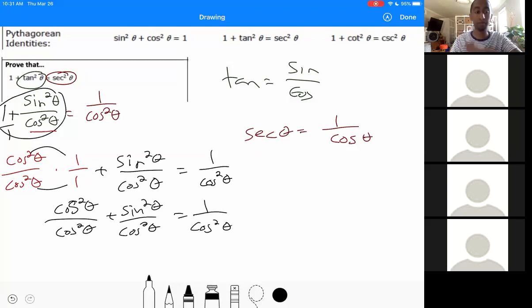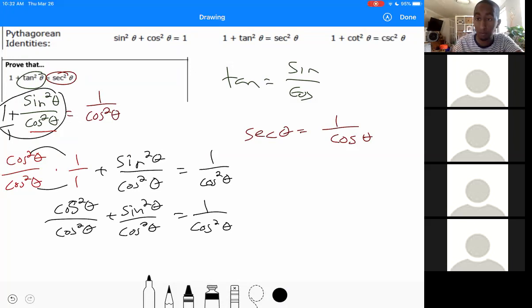All that's staying the same. Give you a minute to write that so far. So all we did, just to recap, was rewrite tangent and secant using the identities we know. Now we're getting a common denominator so we can combine what's there on the left side.